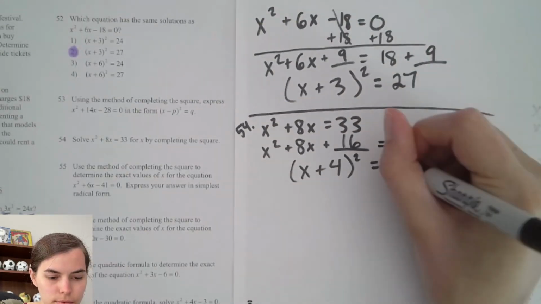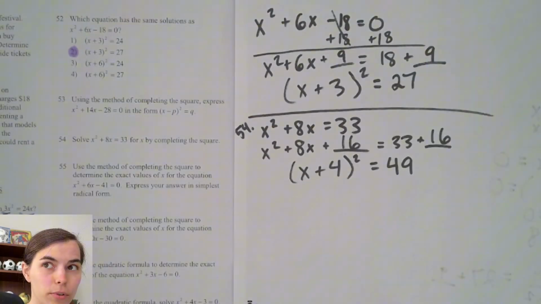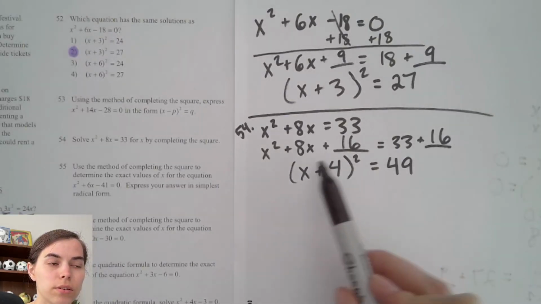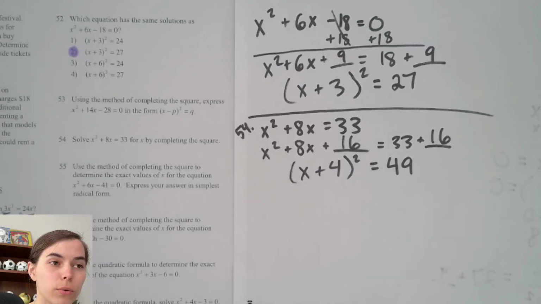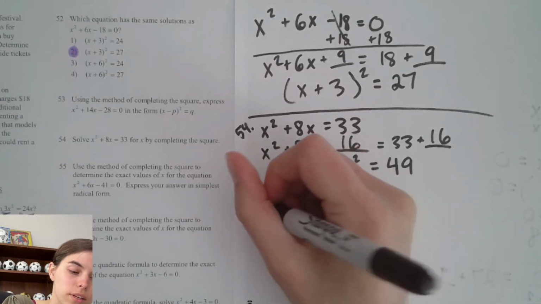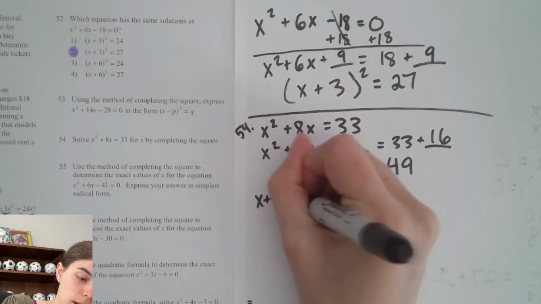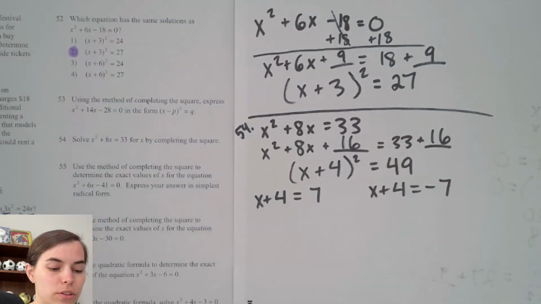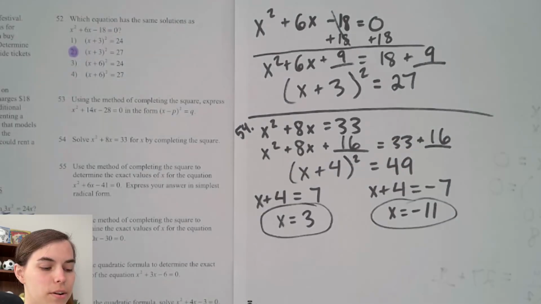33 plus 16, 49. From here, we need to go a step further and actually find what x is. In order to do that, we need to know, inside this parentheses, what number do we square to get 49? And that number is 7 or negative 7, right? Both of those numbers multiply by themselves to get a positive 49. So that means this thing in parentheses, this x plus 4, has to either be 7 or negative 7. And from there, we can solve for x. And there are 2 x values.